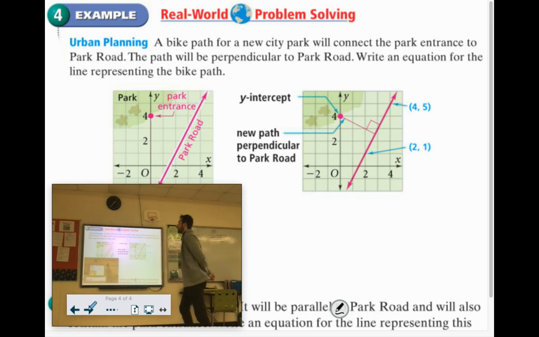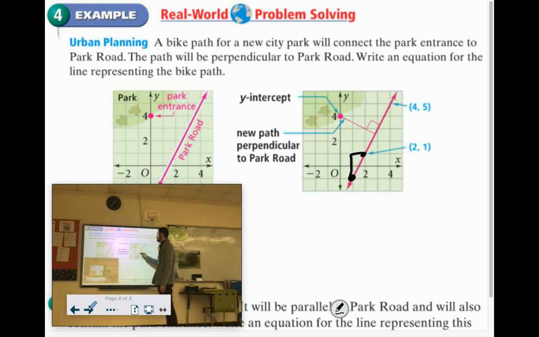A bike path for a new city park will connect the park entrance to Park Road. The path will be perpendicular to Park Road. Write an equation for the line representing the bike path. What's going on with their pictures here? All right. Okay. So we want it perpendicular. So let's figure out the slope first. We pick any 2 points to calculate slope.